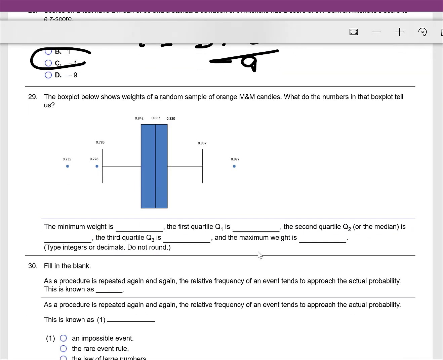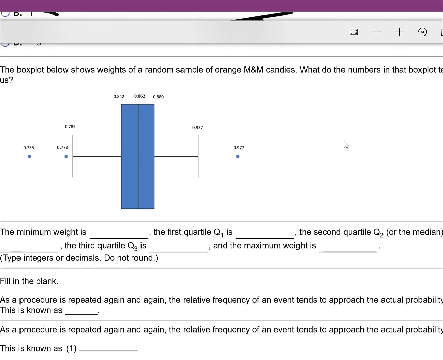The box plot below shows the weights of a random sample of orange M&Ms. What do the numbers tell us? So I'm going to make this a little bigger. You can see it a little bit better. So the minimum here, here's the minimum. I'm not going to type the numbers in.